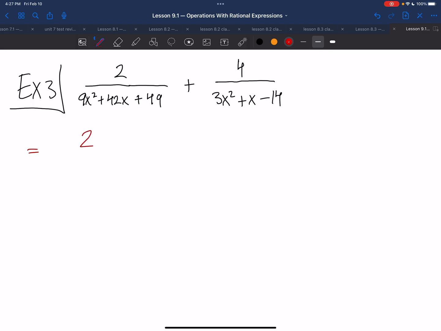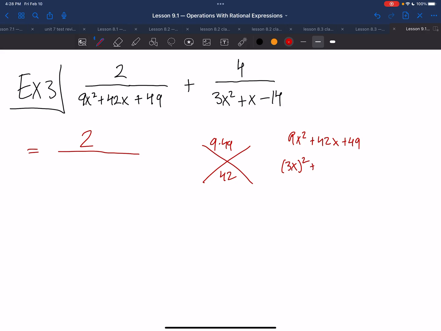Nothing to factor in the numerator, it's just 2 over 9x squared plus 42x plus 49. Let me tell you what not to do. Do not do 9 times 49 and try to make a cross puzzle out of this. That is atrocious. Rather, instead, recognize that this is a perfect square trinomial. You see 9x squared plus 42x plus 49. 9 and 49 should be sending red flags to your brain because 9 is 3 squared. So 9x squared is 3x quantity squared.